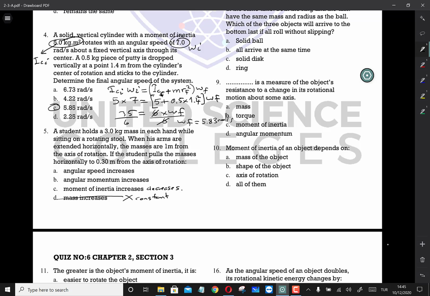Angular momentum increase is not correct, because angular momentum is constant, since no external torque is acting on the student and stool. In this system, nobody is pushing from outside. That's why angular momentum will stay constant. Angular speed increases is correct, because according to the conservation law, as moment of inertia decreases, angular speed must increase to keep angular momentum constant. So this is the correct answer: angular speed increases.